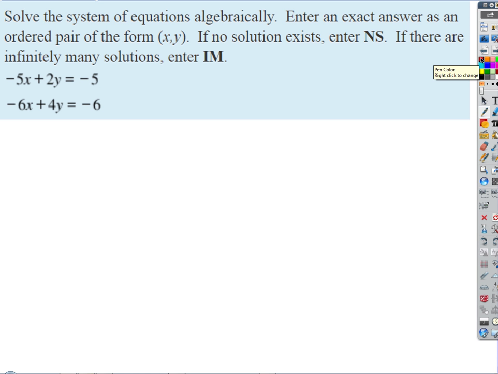In this case, the way I like to show this is if I'm not going to change an equation, I'm just going to draw a straight arrow. So the bottom equation is going to stay the same. It's not going to change.